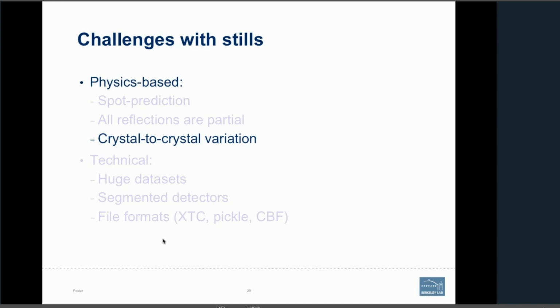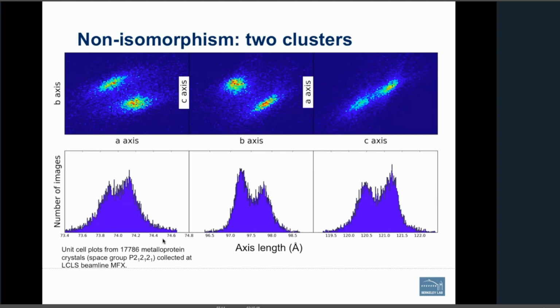So I'm going to skip talking about partial reflections because Mona's going to talk about that. Stills give us problems with spot prediction, but also with crystal to crystal variation. When we measure hundreds of thousands of diffraction patterns, there's error in estimating the unit cell dimensions for each crystal. And that crystal to crystal variation is noticeable.